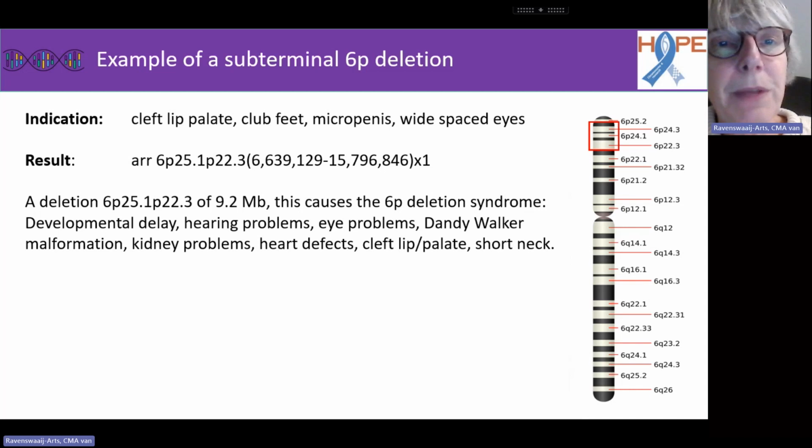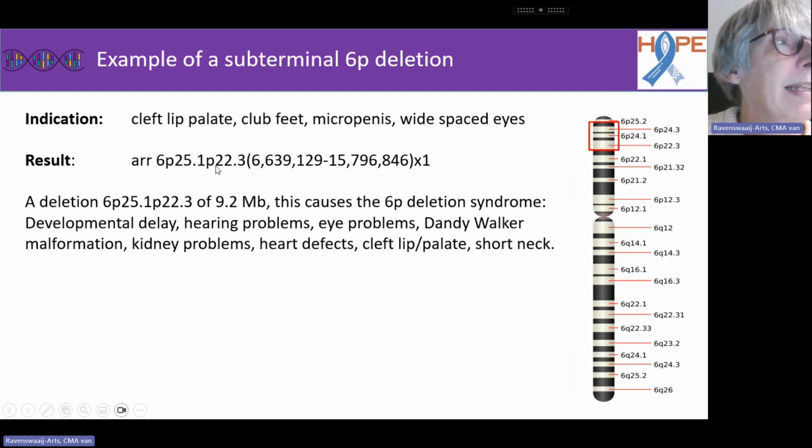This is my last example that I show you because in a minute Eliana will tell you more about terminal 6p deletions. Here you see a deletion 6p that is almost terminal. It's not quite on the top, but it's almost there. We call that subterminal. The indication for chromosome studies in the child was cleft lip palate, cleft feet, micropenis, and wide-spaced eyes. The array result is depicted here.